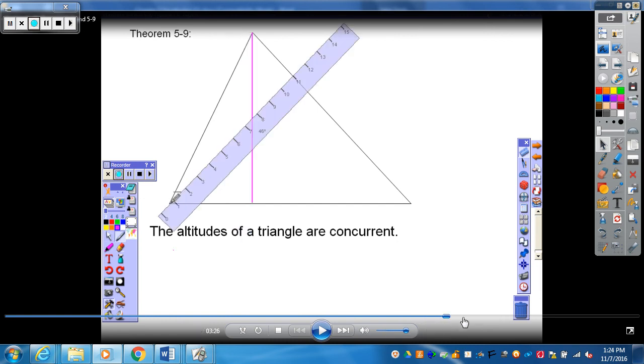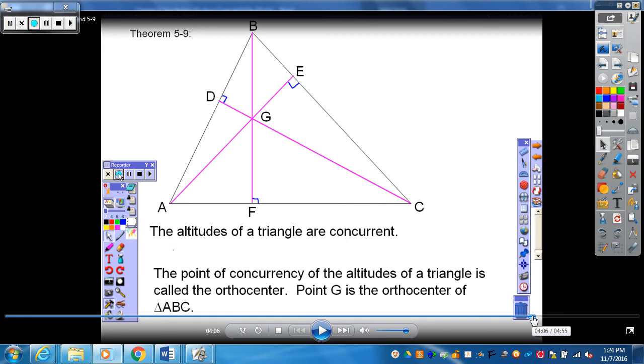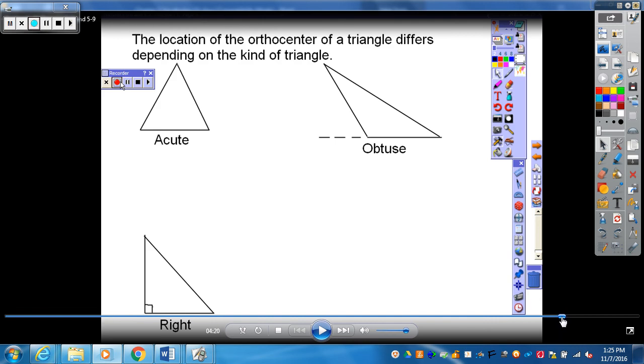I'm going to go ahead and draw the 3 altitudes within the figure, and the 3 altitudes actually have a point called the orthocenter. Okay, so you can read over this. The altitudes of a triangle are concurrent, which we know they are. We can see that right here. They meet at point G. And the point of concurrency of the altitudes of the triangle is called the orthocenter.